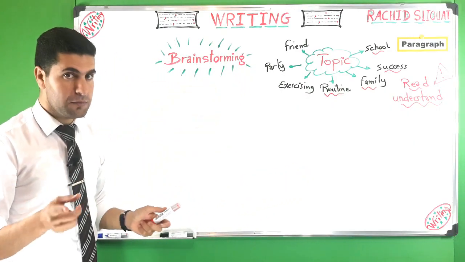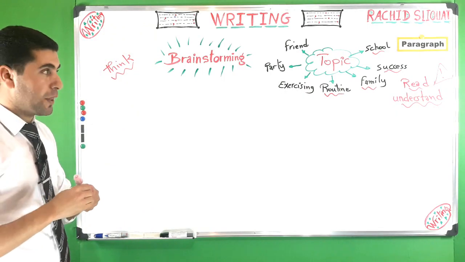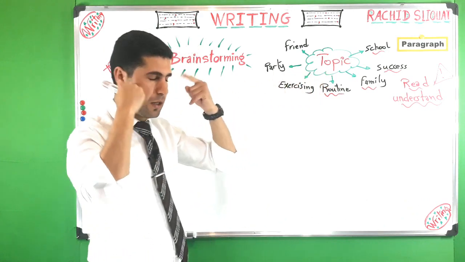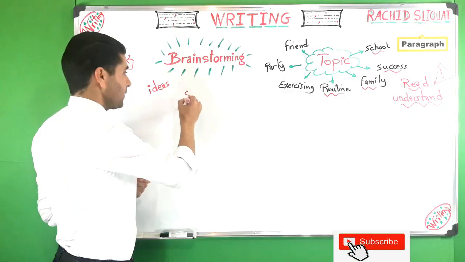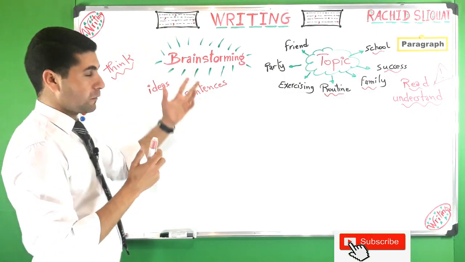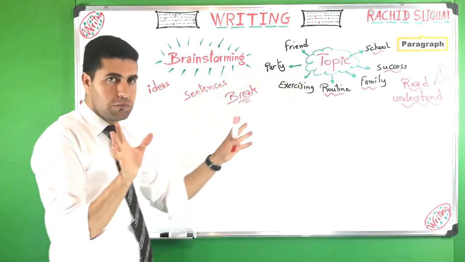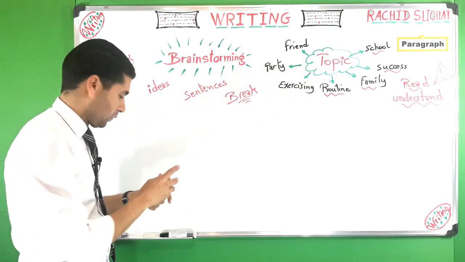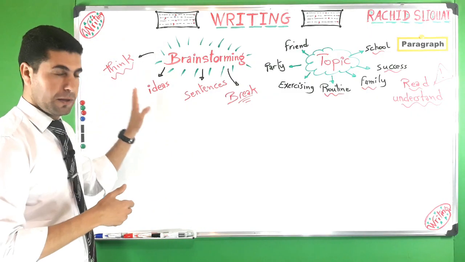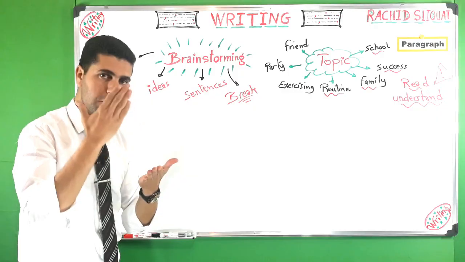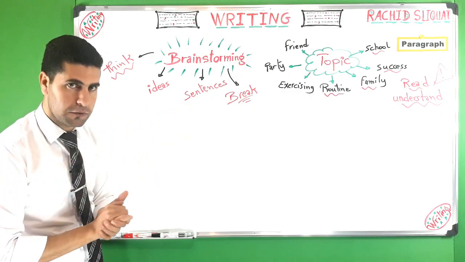What do we do in brainstorming? Very simply, you think about the topic. Try to think about some ideas or sentences. In brainstorming you break the topic into sentences, into ideas. So this is what you have to do: you think about the topic and you try to break it into sentences or into ideas.